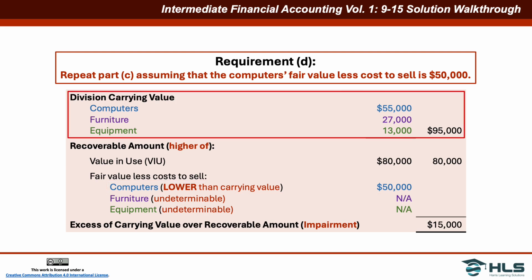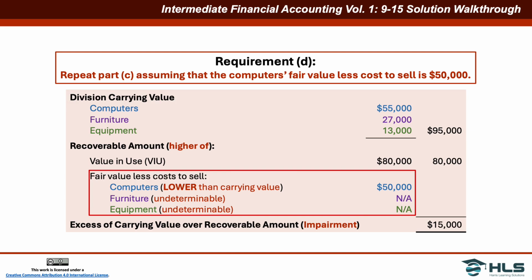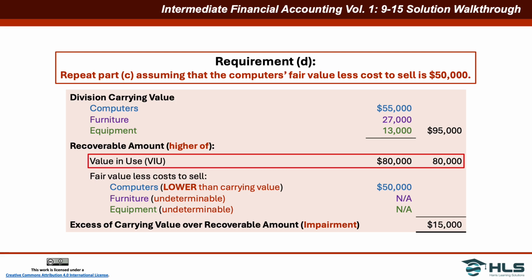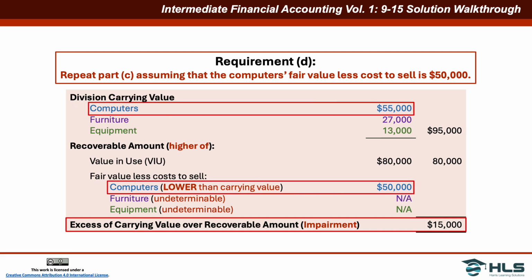The divisional carrying value is $95,000, which is the sum of the three asset classes. The value in use is still $80,000, and the fair value less cost to sell of the determinable assets is $50,000. The recoverable amount we're going to use is the higher of the two numbers, the value in use or the fair value less cost to sell, which is $80,000. So we still end up with an impairment or excess of carrying value over the recoverable amount of $15,000. But again, notice that the fair value less cost to sell of the computers is $50,000, which is less than the carrying value. So therefore, the computers are impaired in this case by $5,000, the difference between the $55,000 carrying value and the $50,000 fair value less cost to sell.